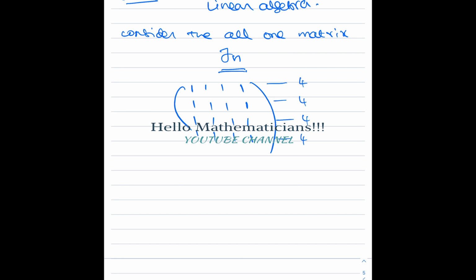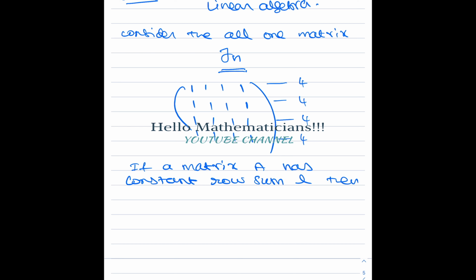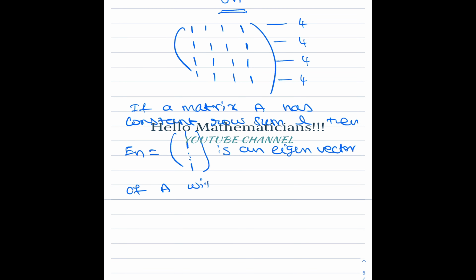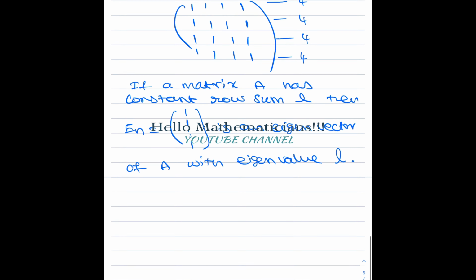Yesterday, in a different problem, we saw that if a matrix A has constant row sum L, so every row of the matrix A has sum L, then e_n equal to the vector (1, 1, ..., 1), where all the coordinates are 1, is an eigenvector of A with eigenvalue L. This is easy to see.